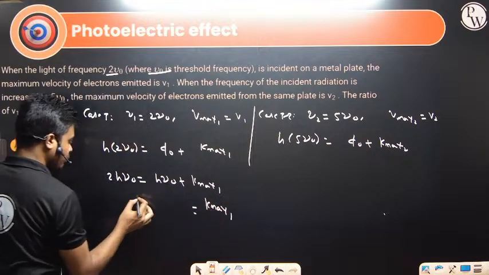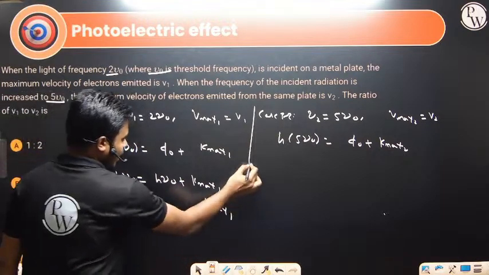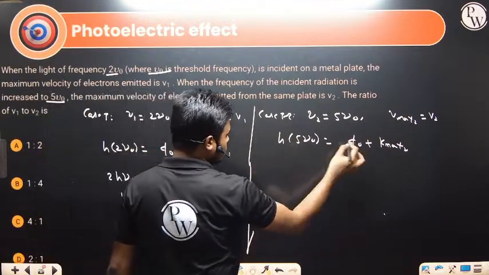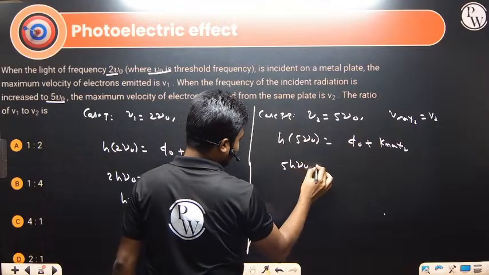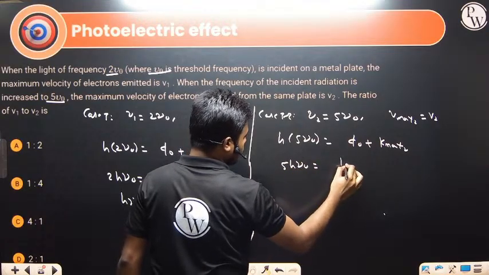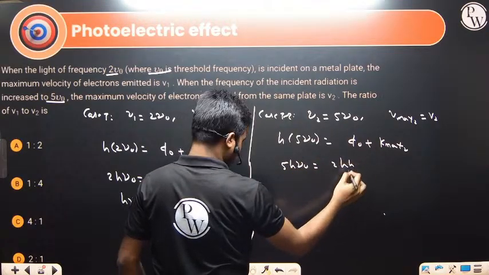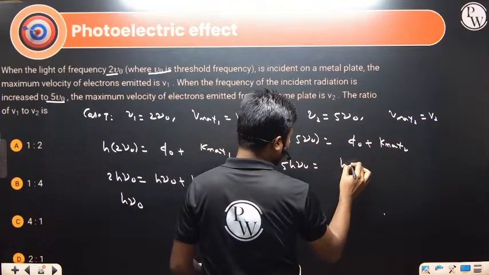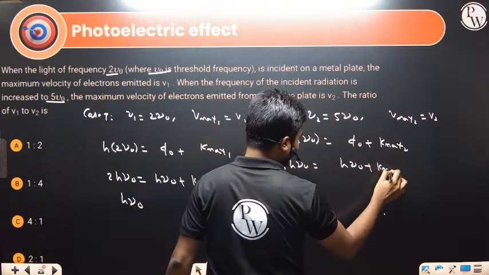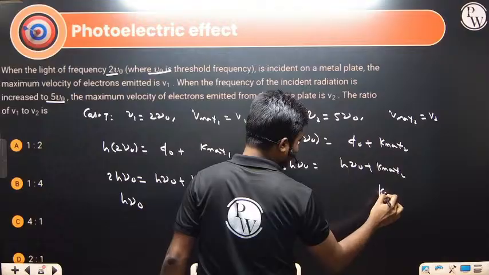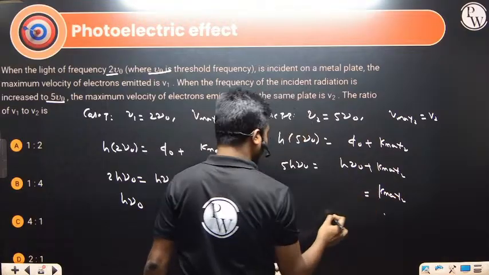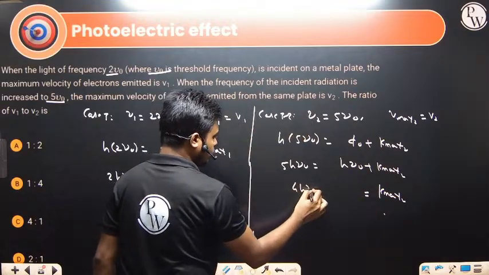The k max 1 we are getting from here is h into mu naught only. And on this side, we have 5h mu naught is equal to phi naught. What is phi naught? h into mu naught, plus k max 2. What is k max 2 that we are getting from here? So k max 2 that we are getting from here is 4h mu naught.